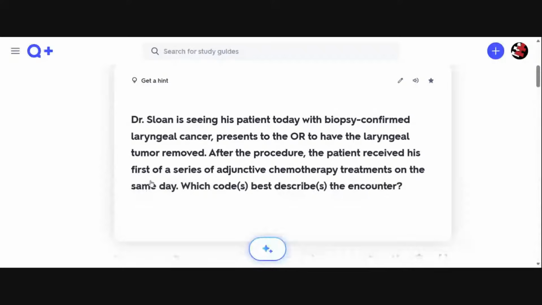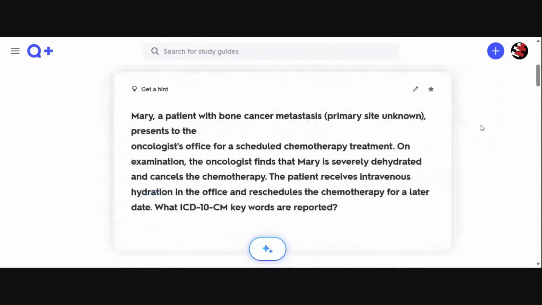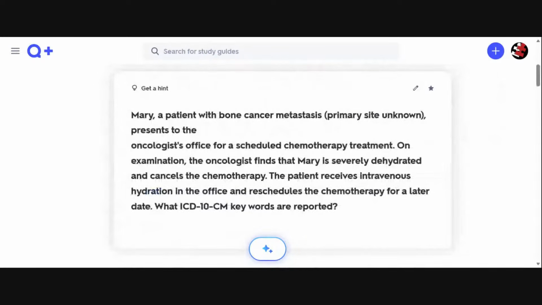Okay. So this is going to be our next scenario. Let me just move on. Okay, so our next scenario is going to be Mary, a patient with bone cancer metastasis, primary site unknown, who presents to the oncologist's office for a scheduled chemotherapy treatment. On examination, the oncologist finds that Mary is severely dehydrated and cancels the chemotherapy. The patient receives intravenous hydration in the office and reschedules the chemotherapy for a later date.